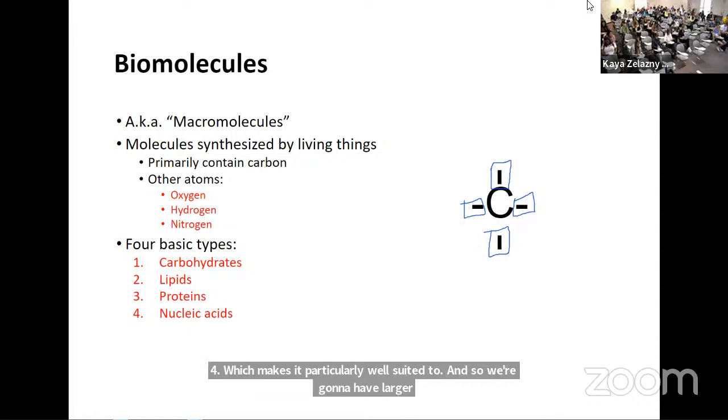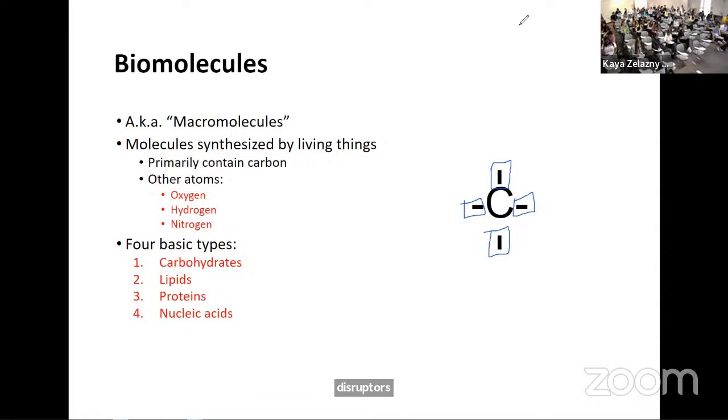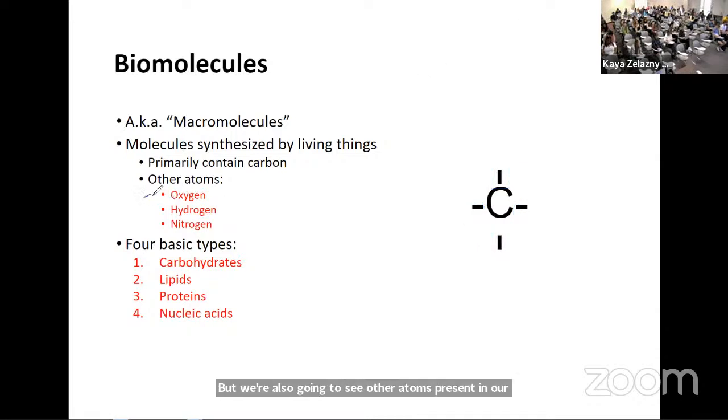But we're also going to see other atoms present in our biomolecules. So we're going to be thinking oxygen, hydrogen, and nitrogen for our purposes. With these components, we can make our 4 basic types of macromolecule or biomolecule. Our carbohydrates, so sugars or starches, they give us immediate energy. We make our lipids, so things like fats and oils that can be for long-term energy storage.